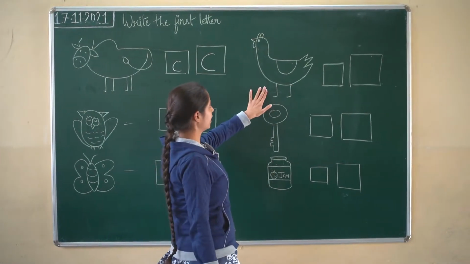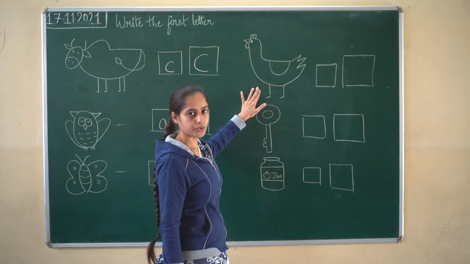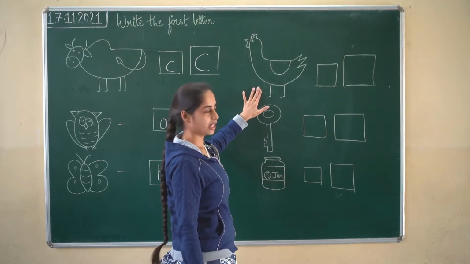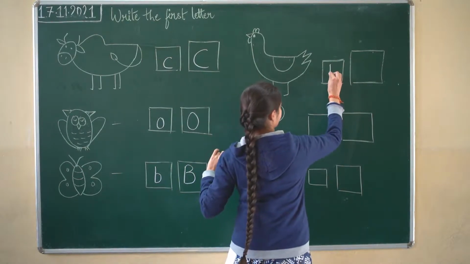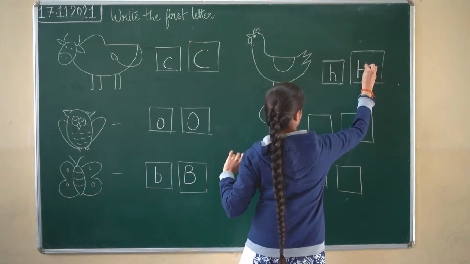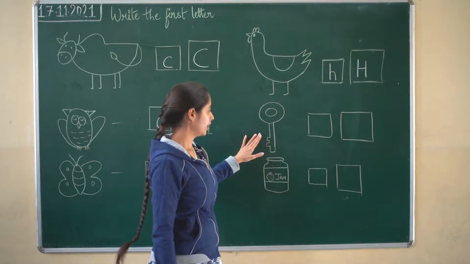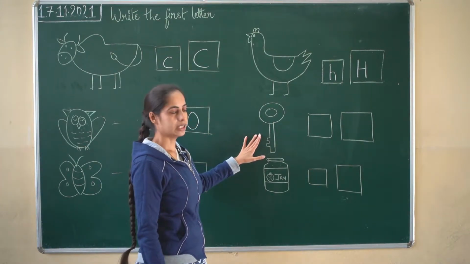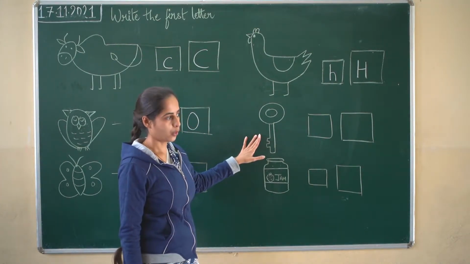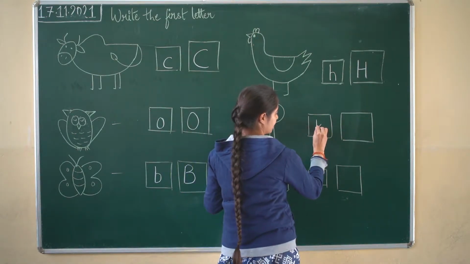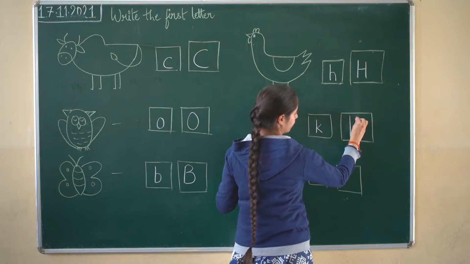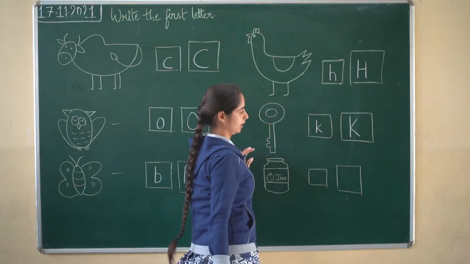Then on the other side, the next picture is of a hen. So for that, H for hen, small h, capital H. Then the picture is of a key, K for key. So how are we going to write? Small k in the small box, and in the big box we will write capital K.